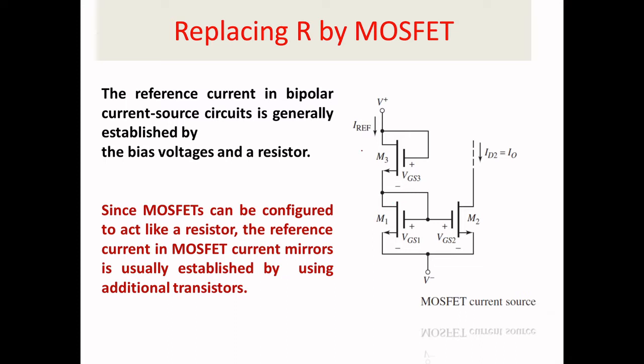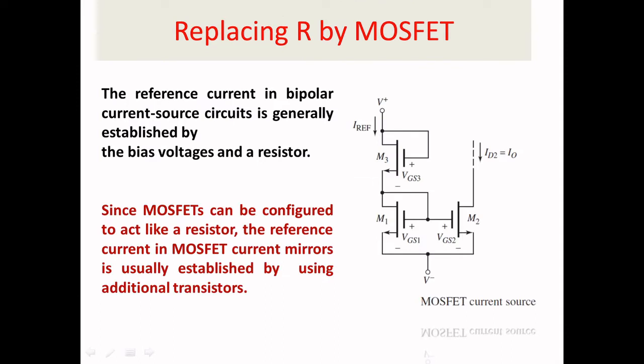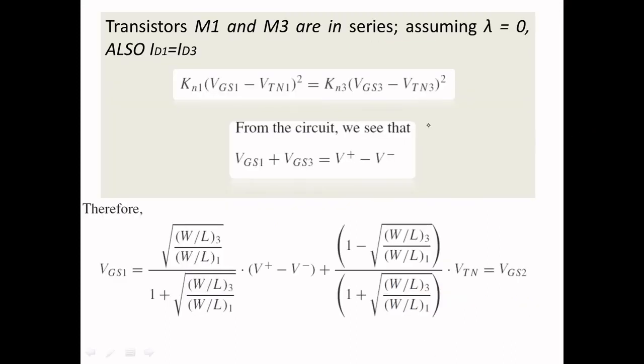Here both the transistors are in series, M1 equal to M3. So when you write it like that, the drain current ID1 is equal to ID3. Both will be equal. If you write both are equal, Kn1 (VGS1 minus VTN) whole square equals Kn3 (VGS3 minus VTN3) whole square. Now you apply the KVL.